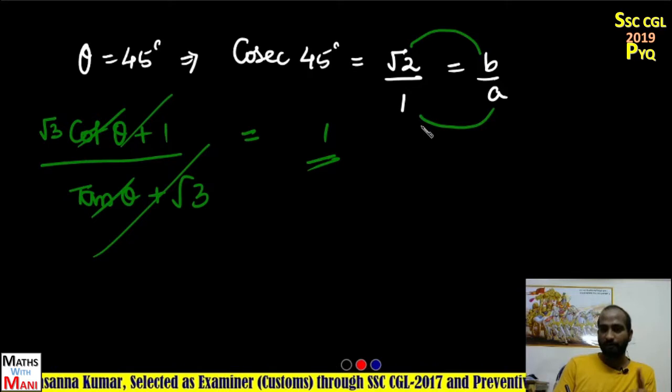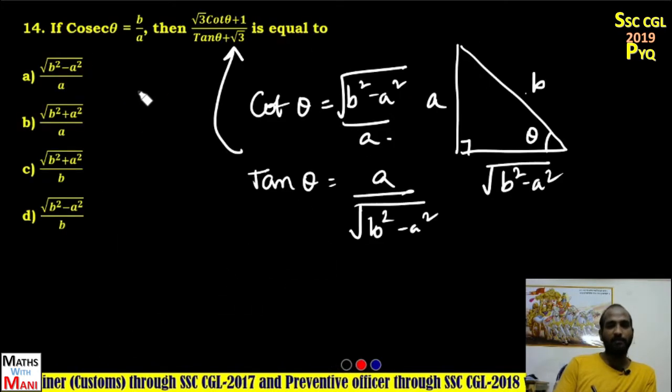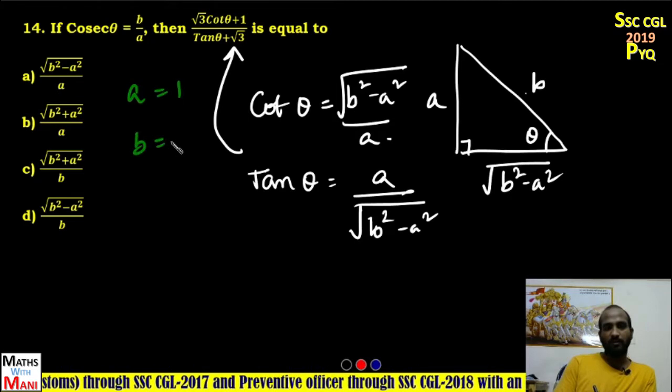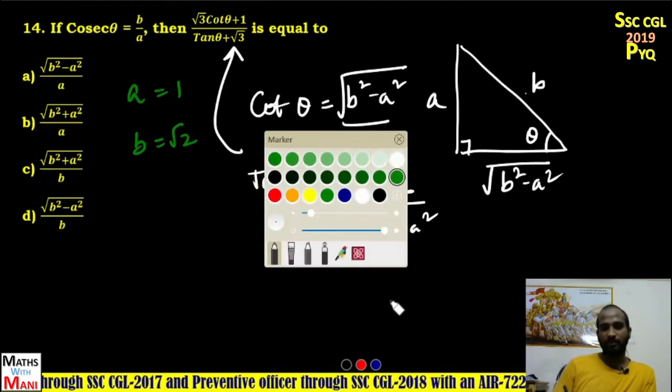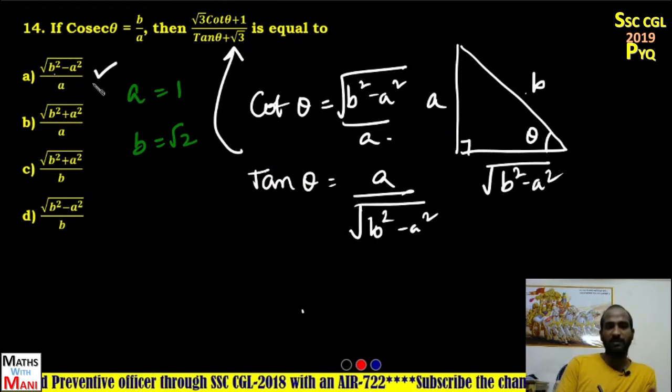So in the options, if I substitute a as 1 and b as root 2, the answer should be 1. So substitute here a as 1 and b as root 2. 2 minus 1, 1 by 1. So the first option may be the answer.